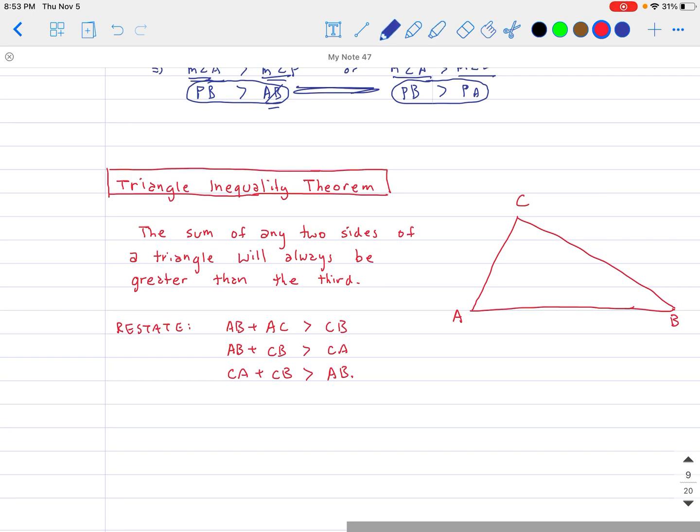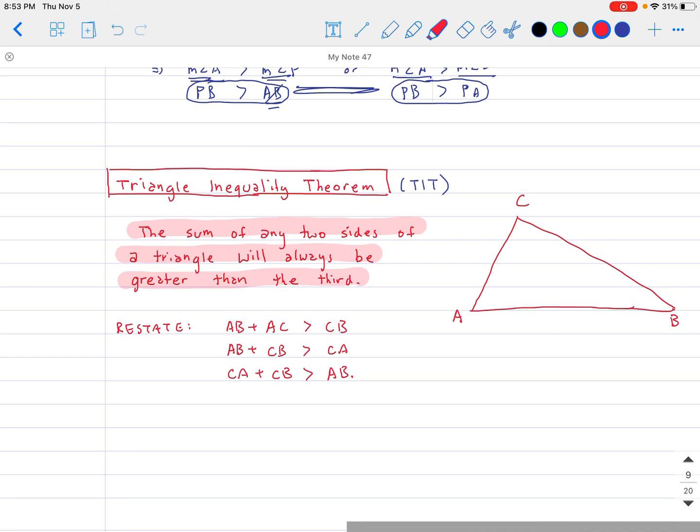So if you want, you can write in short, triangle inequality theorem. That might be a little bit easier to write down, just like SAS, ASA, and so forth. Anyhow, the triangle inequality theorem basically states that the sum of any two sides of a triangle will always be greater than the third side.